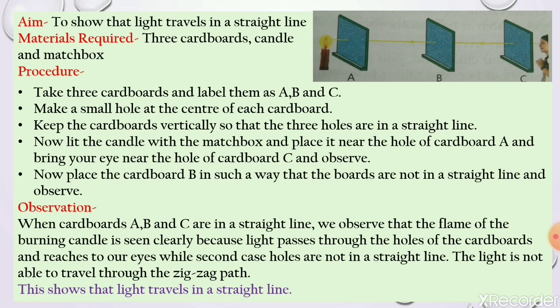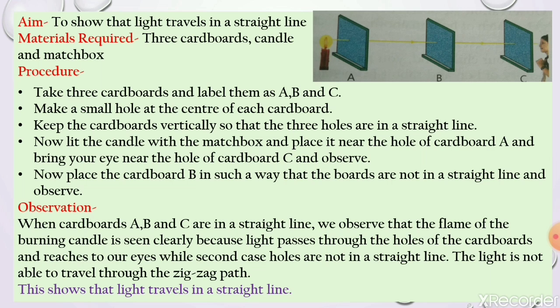So what we will observe is that when cardboards A, B and C, meaning their holes, are in a straight line, then we can observe the flame of the burning candle, meaning we can see the burning candle clearly, because the light can pass very easily in a straight line through the holes of cardboards A, B and C, and it can reach our eye.